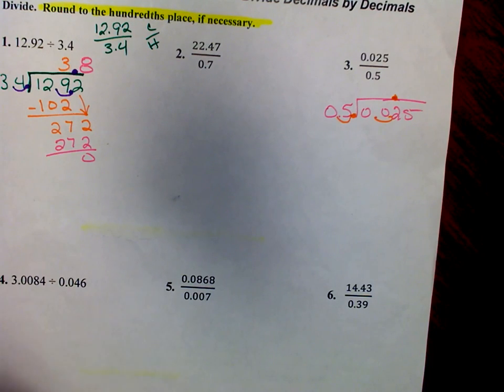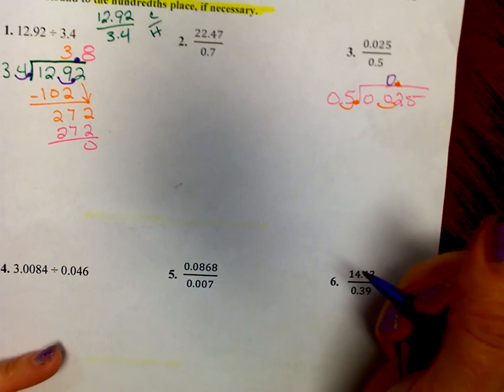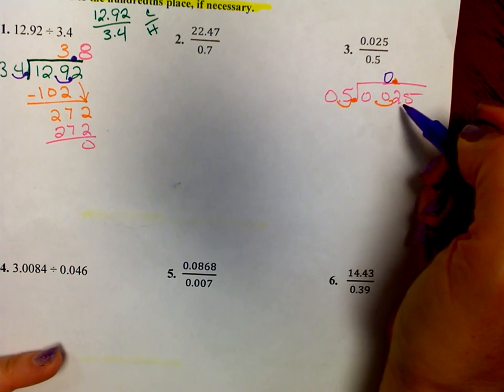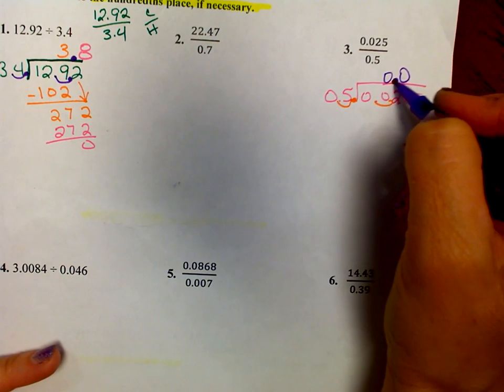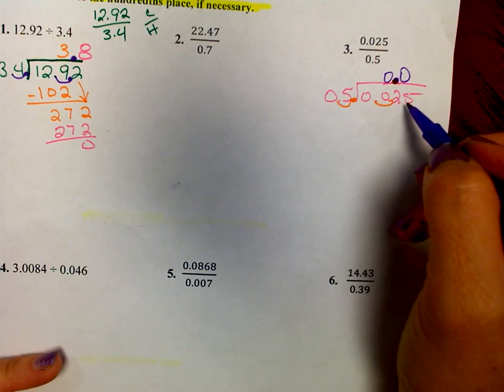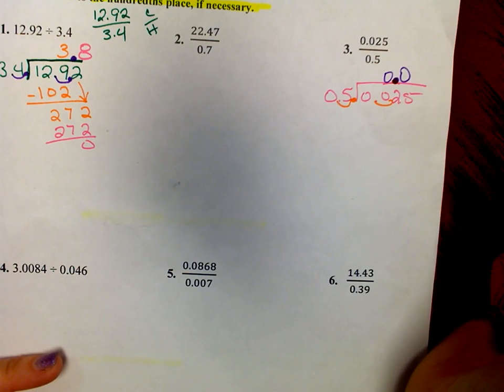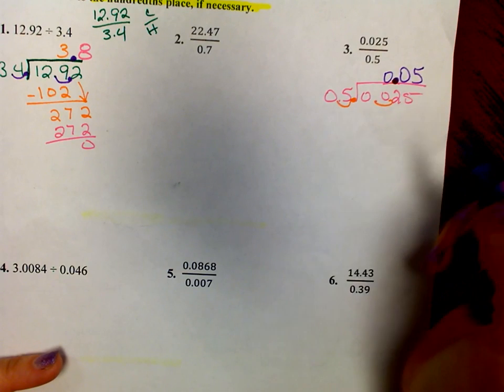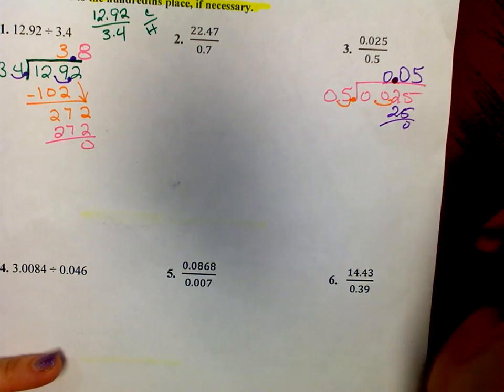So 5 goes into 0 times. Can 5 go into 2? It cannot, but you have to put your 0 there. So now I'm at 5 can go into 25, 5 times. And I get 0. So there's your answer.